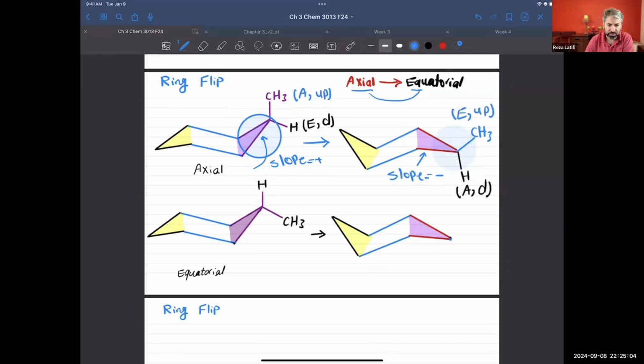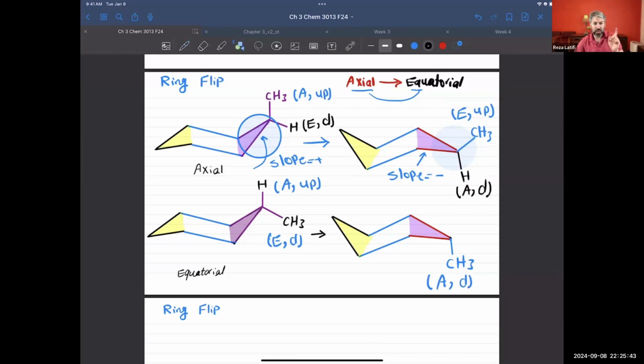Another example. We have methyl in equatorial, but pointing down, and hydrogen in axial position, but pointing up. We're going to do a ring flip, and in that case, the equatorial methyl substituent will turn to axial. Where is the axial? The axial is going to be here, pointing down. This is the axial, and we will have CH3. So CH3 is going to have axial position, but it's pointing down. And where is the hydrogen?